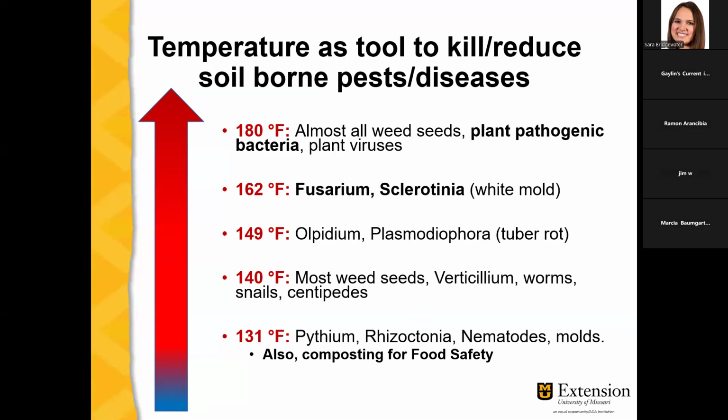But to avoid these problems, plant pathogenic bacteria, Fusarium, Sclerotinia, you want to avoid adding plants that have been killed by or show symptoms of these diseases. It's very important to have this concept. I mentioned that from the food safety point of view, for human diseases, 131 degrees would be enough to kill those, but that is not enough for plant pathogenic microorganisms.